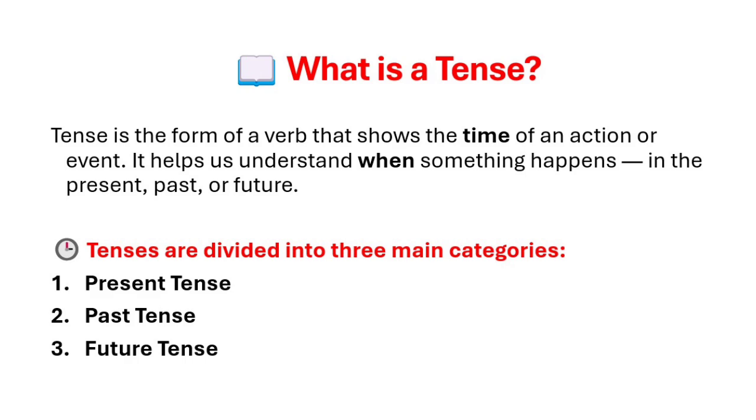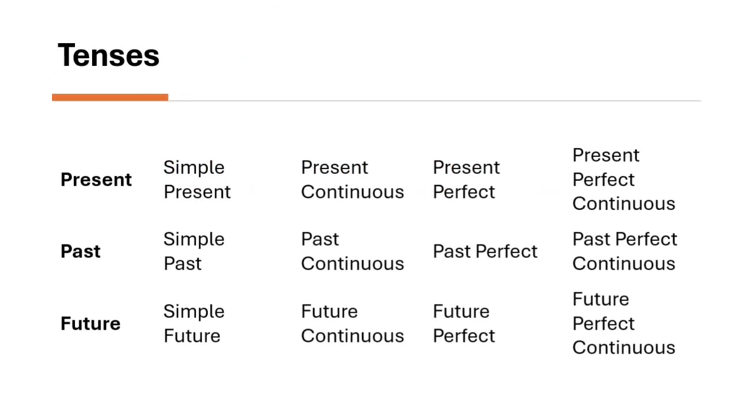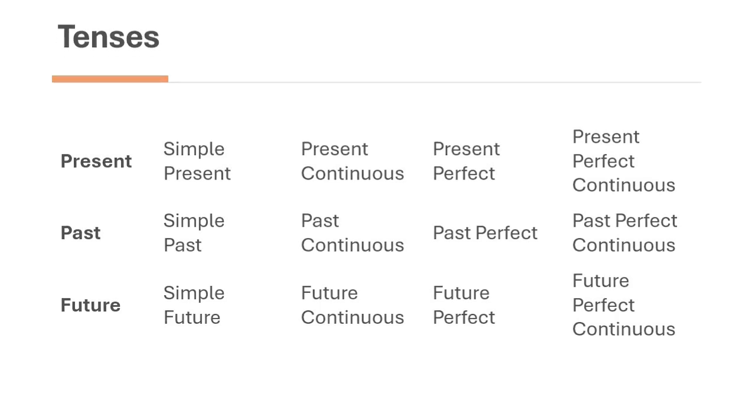Now let's move forward. If you see in this table, there are three main categories and in each of these categories there are four types. In present tense, there are four types: simple present, present continuous, present perfect, present perfect continuous. In the same way, in the past and future tenses, we have four types. So there are a total of 12 tenses.